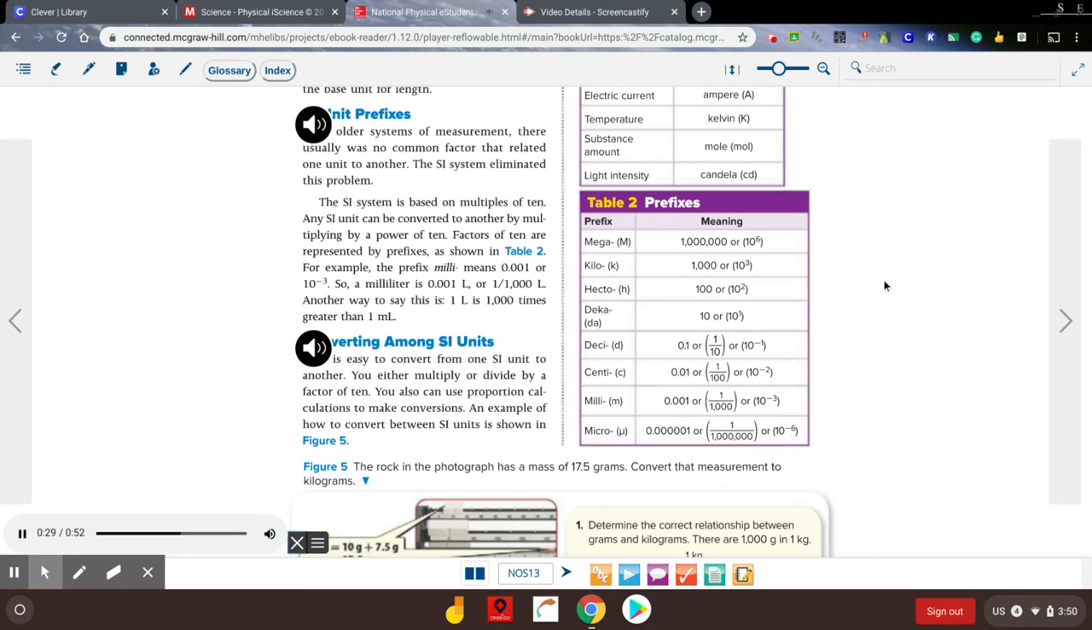For example, the prefix milli means 0.001, or 10 to the power of -3. So, a milliliter is 0.001 liters, or 1/1000th liter. Another way to say this is 1 liter is 1,000 times greater than 1 milliliter.